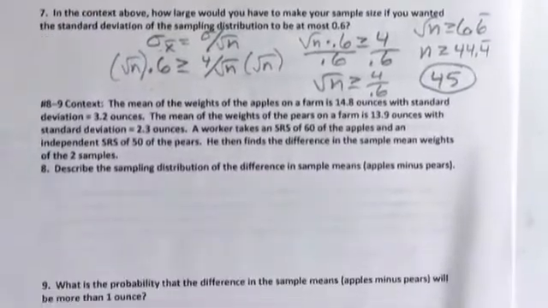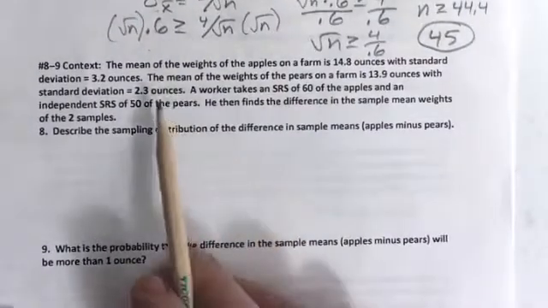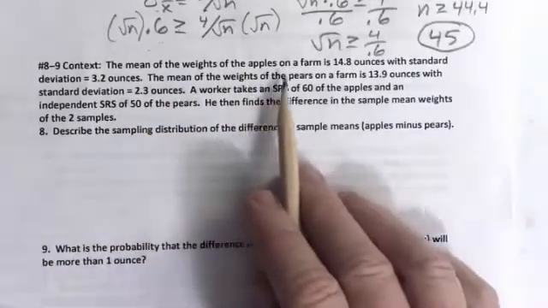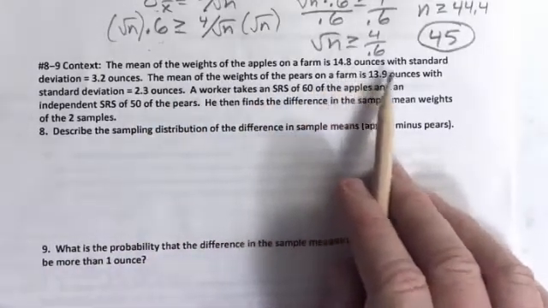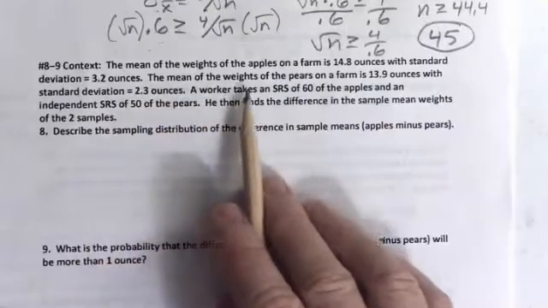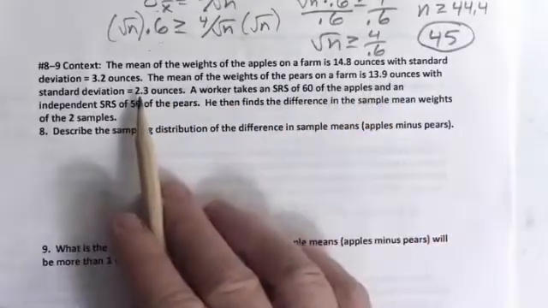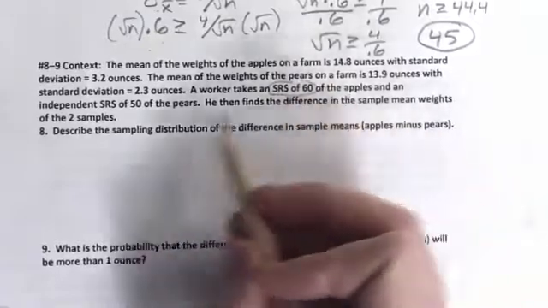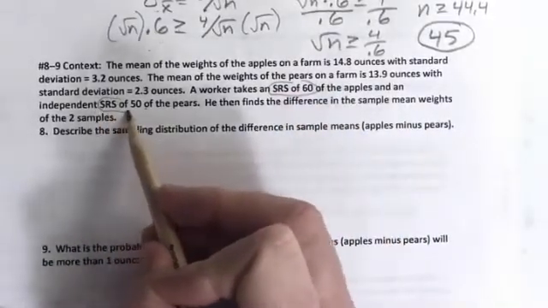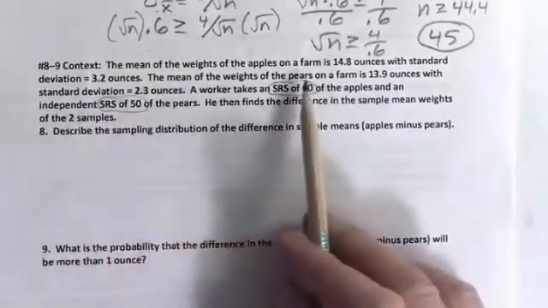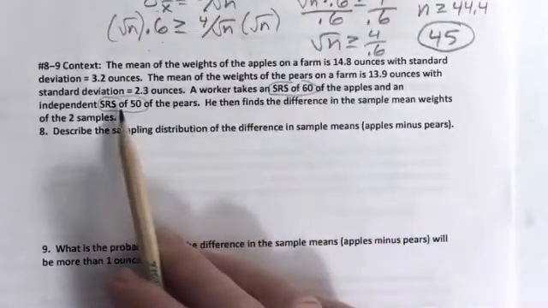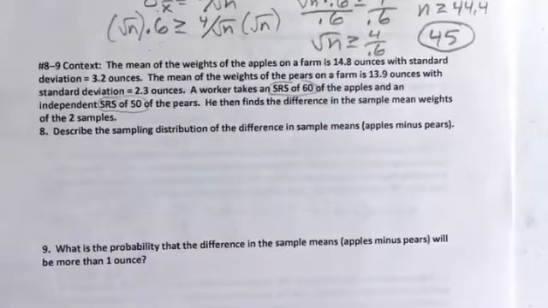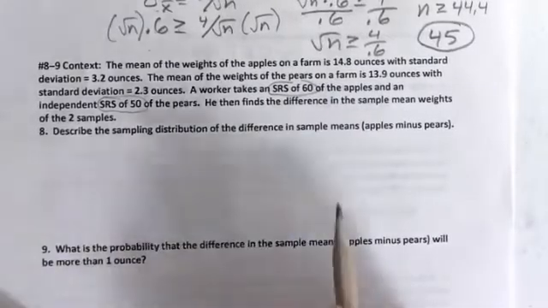And then we've got this. It says the mean of the weights of the apples on a farm is 14.8 with a standard deviation of 3.2. The mean of the weights of the pears on a farm is 13.9, with a standard deviation of 2.3 ounces. A worker takes a simple random sample of 60 of the apples and an independent simple random sample of 50 of the pears. By independent, it's just saying that these two samples had nothing to do with each other and they didn't influence each other, which we'll talk about why that's important later in the year.